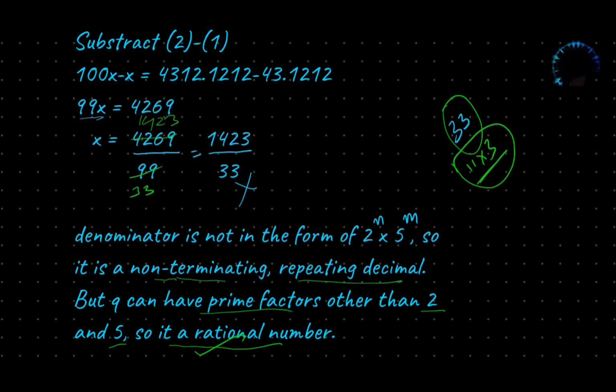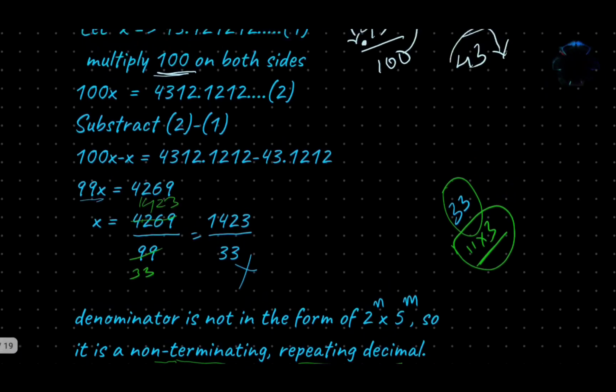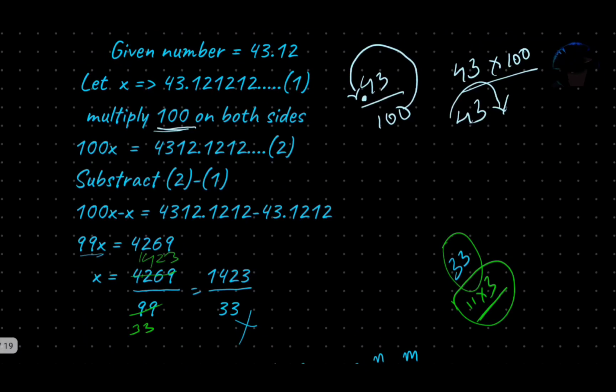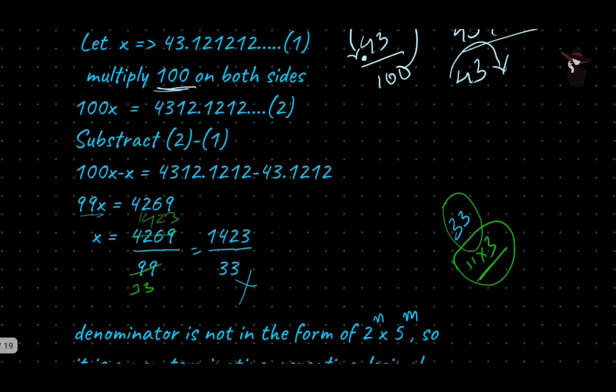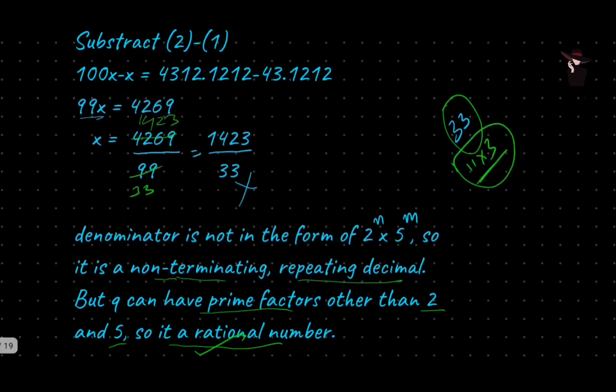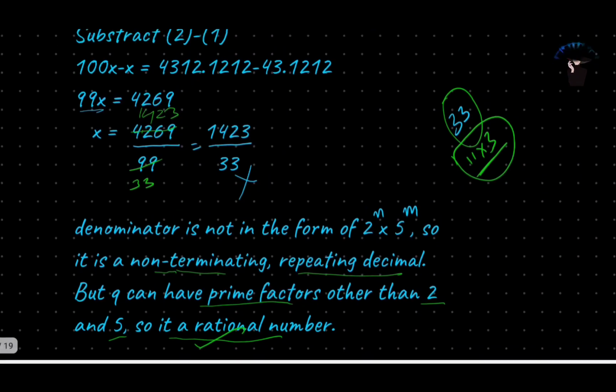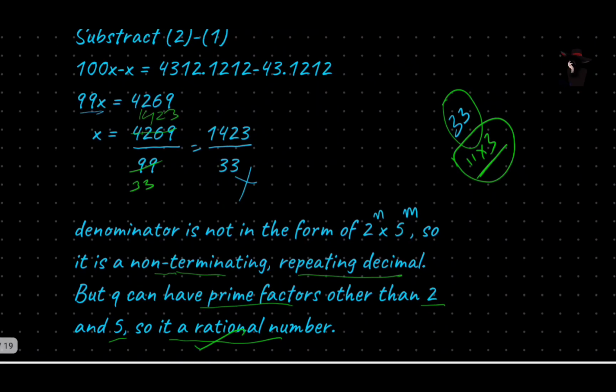Sometimes we get these questions where we say just by looking at it, oh, it is non-terminating, so it is not a rational number. But we need to check the denominator first. If the denominator satisfies the rational number form as p by q, where q is not equal to 0 and has prime factors, then it is a rational number.